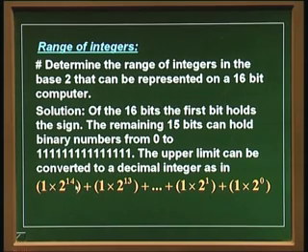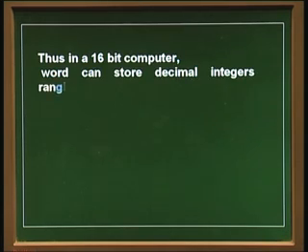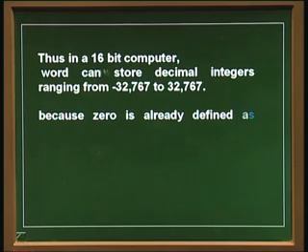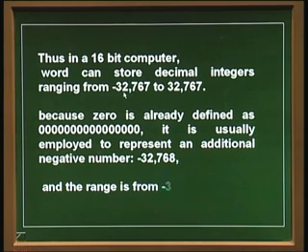So that is 1 into 2 to the power of 14 in base 2 all the way to 1 into 2 to the power of 0, which equals 32,767. We would think that on a 16-bit computer, we can store minus 32,767 to 32,767, because 1 bit is for the sign.